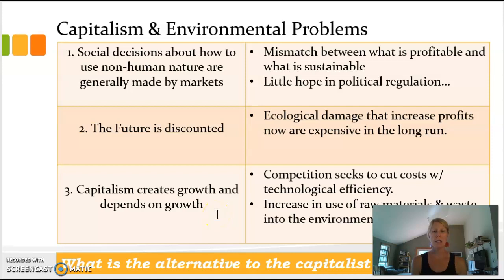So then lastly here, there is this argument that capitalism creates growth and depends on growth. In environmental sociology, we call this the treadmill of production. And it really is argued that it's just simply not sustainable, particularly when we're talking about the food system. So competition seeks to cut costs with technological efficiency. For example, in precision farming, and a lot of farming practices on large-scale farms are really about how to cut costs and do it efficiently. But again, how sustainable is this? And then increase in the use of raw materials and waste causes big environmental issues.